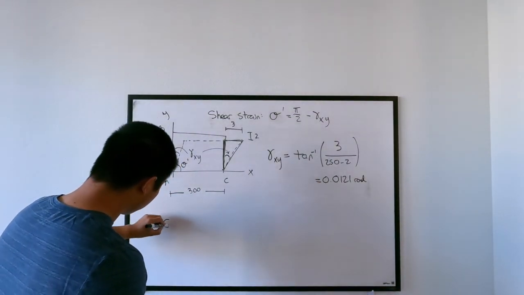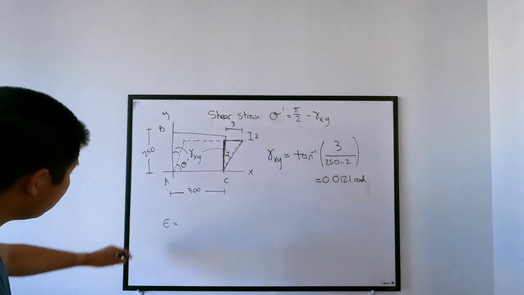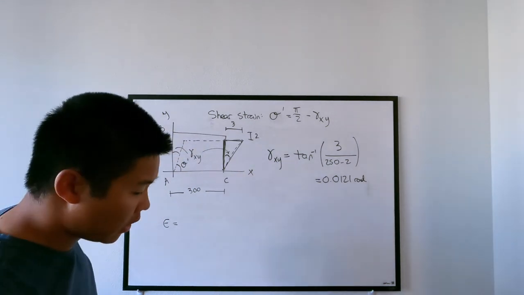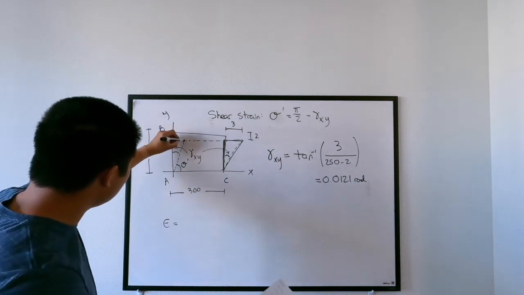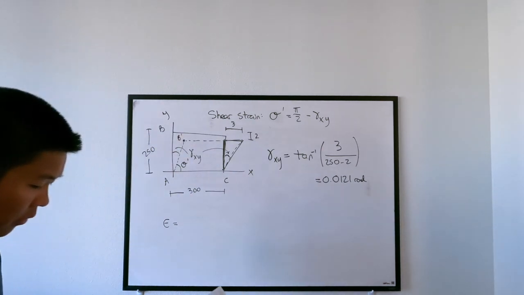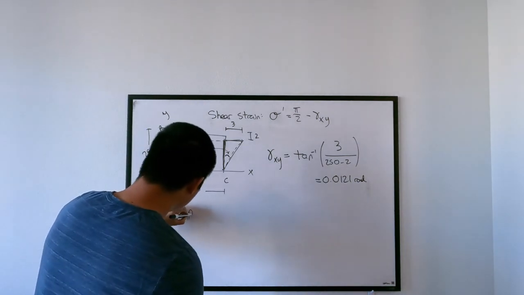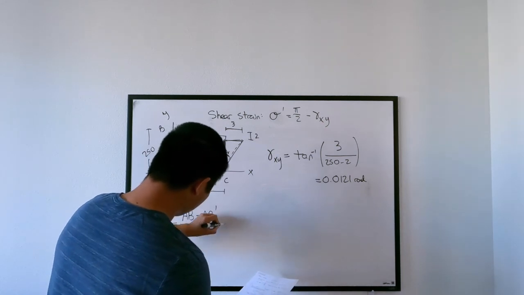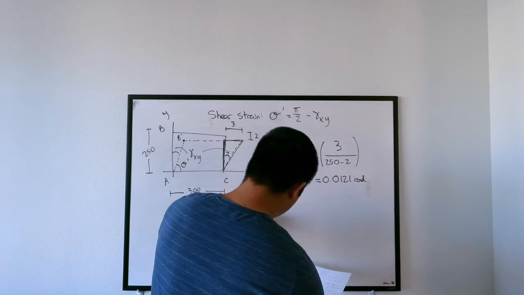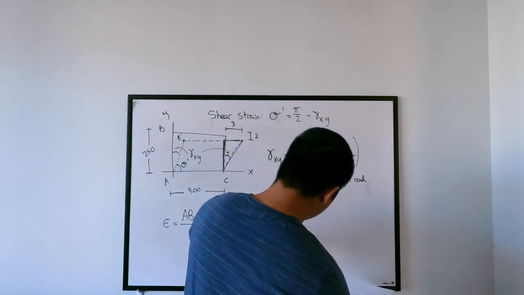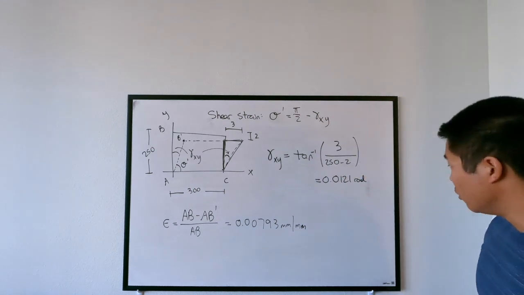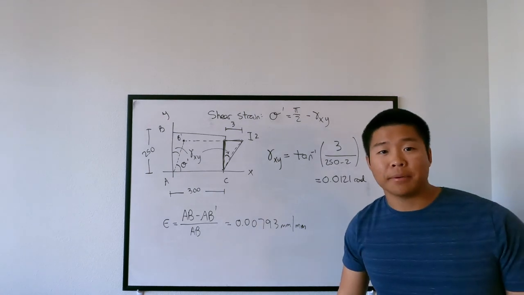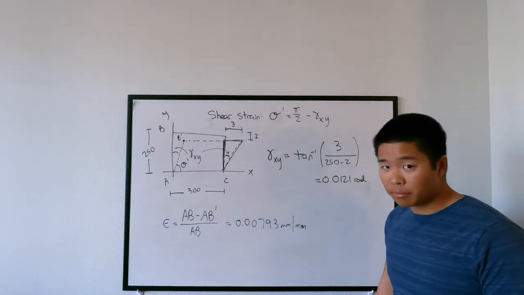And then we can actually also find the normal strain, our epsilon. Our epsilon normal strain is simply going to be AB minus AB prime, which I should note, B prime is right here, is going to be 0.00793 millimeters per millimeter. Note that a radian is dimensionless, by the way. I'm not sure if any of your math professors have covered this. A radian is dimensionless, as is millimeters per millimeter.